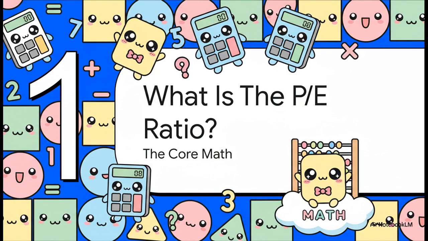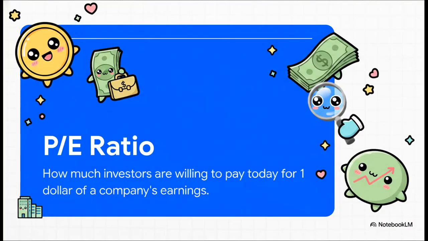Section 1. What is the PE ratio? The core math. Okay, so PE stands for price to earnings ratio. At its absolute core, it really just answers one super simple question. How much are investors willing to pay today for exactly one single dollar of a company's earnings? You see, when you buy a stock, you aren't just buying a ticker symbol. You're buying fractional ownership of a real-life business. That means you have a claim on a tiny fraction of its profits. The PE ratio? It's basically just the price tag for those profits.